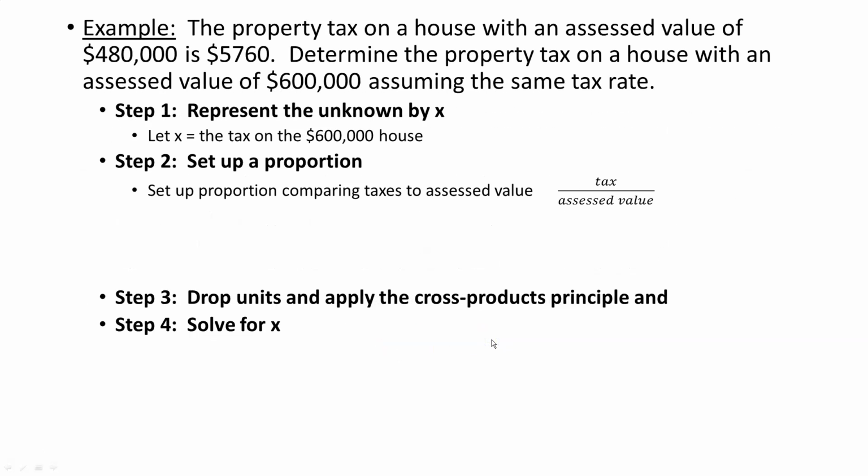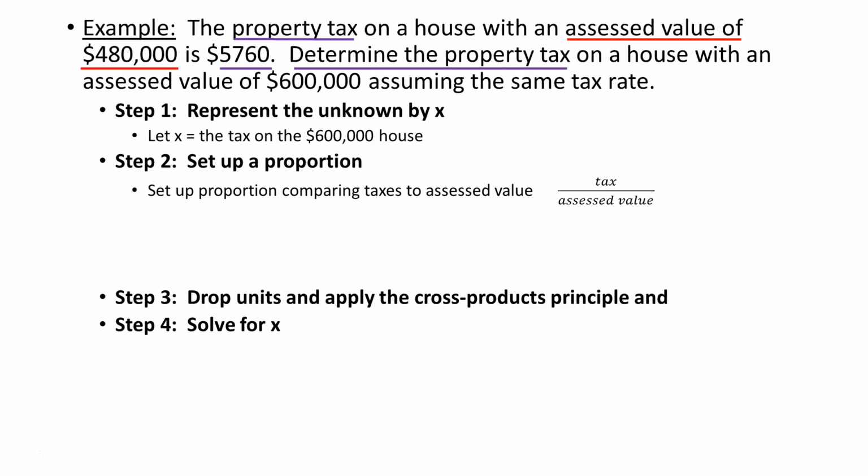So here's our example. The property tax on a house with an assessed value of $480,000 is $5,760. Determine the property tax on a house with an assessed value of $600,000, assuming the same rate. So what do we have here? We have an assessed value of $480,000. So that's our assessed value. The property tax is $5,760.